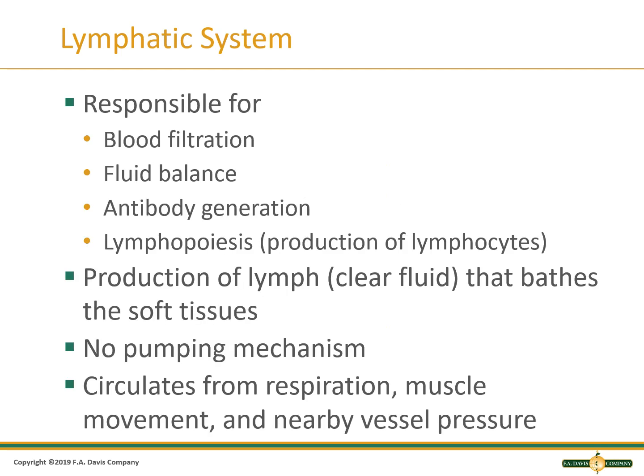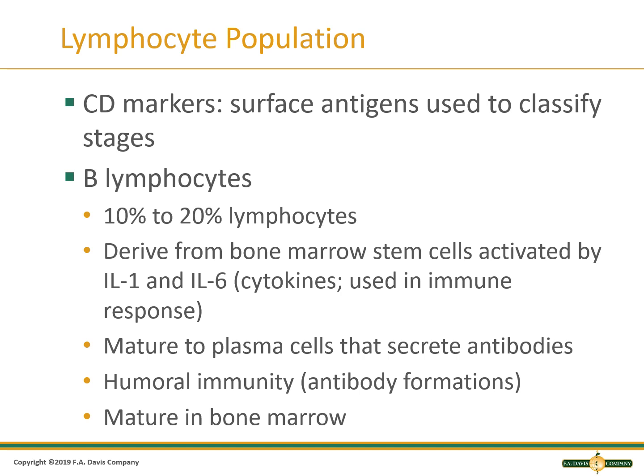When it comes to the body's defense, we have the lymphatic system, which is responsible for our blood filtration, our fluid balance, antibody generation or production, and lymphopoiesis, which is the production of lymphocytes. So the production of lymph, or clear fluid that bathes all of our soft tissues. It is not moved around by any type of pumping mechanism, but it circulates from our respiration, our muscle movement, and nearby vessel pressure.